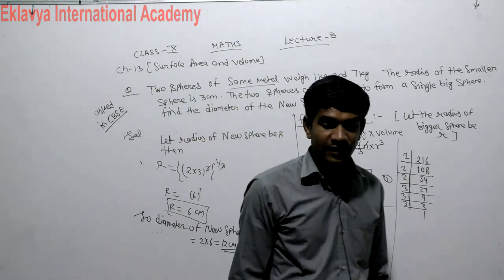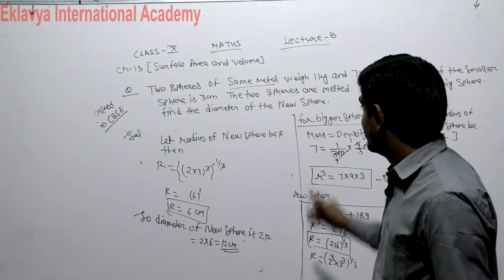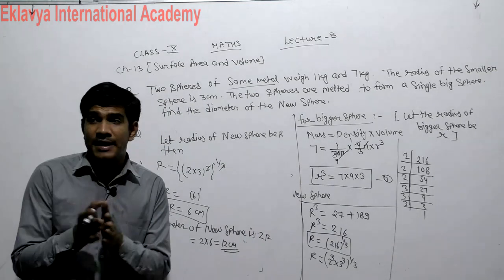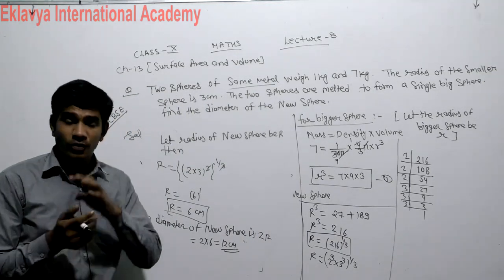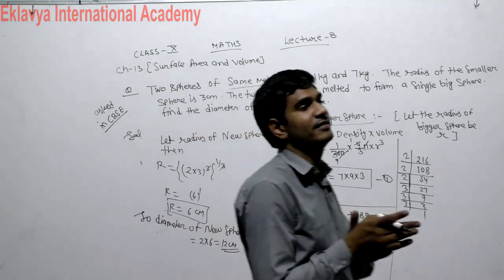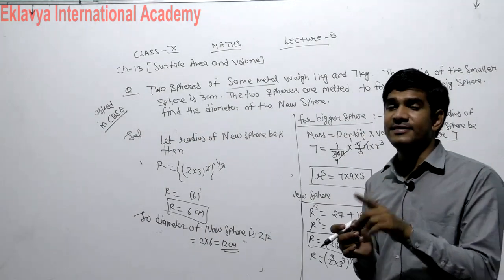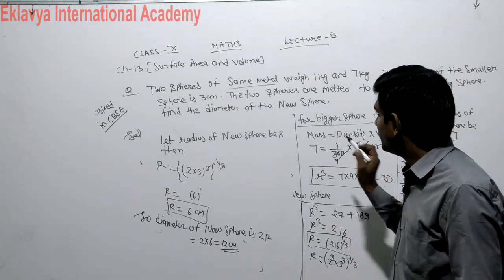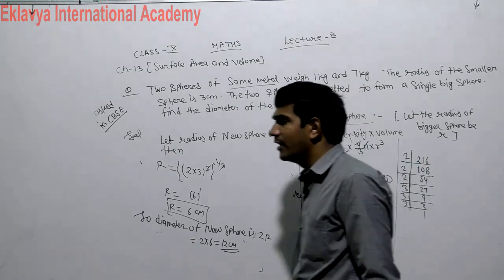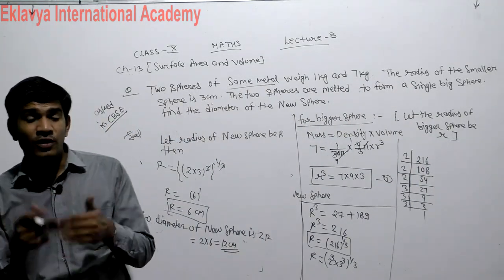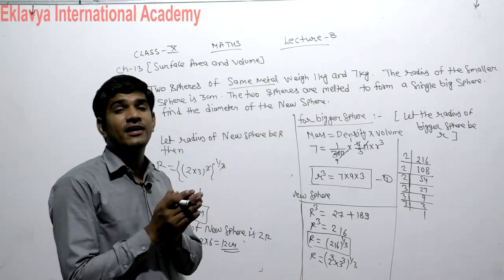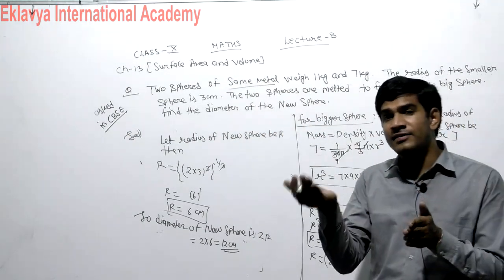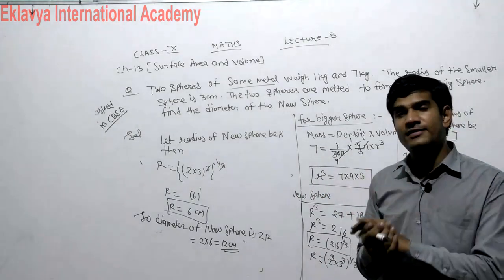Understand? So firstly, listen again. In that question, two spheres are given to you which are made up of the same metal. So what is the meaning of same metal? The meaning is that their densities are equal. Their density will be equal. So firstly we will find the density of the smaller sphere. After finding the density of the smaller sphere, for the larger or bigger sphere their density is also the same.